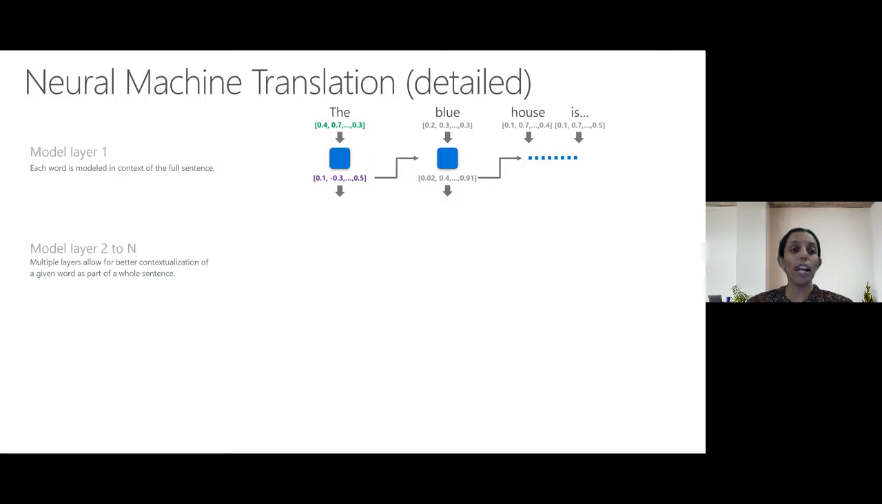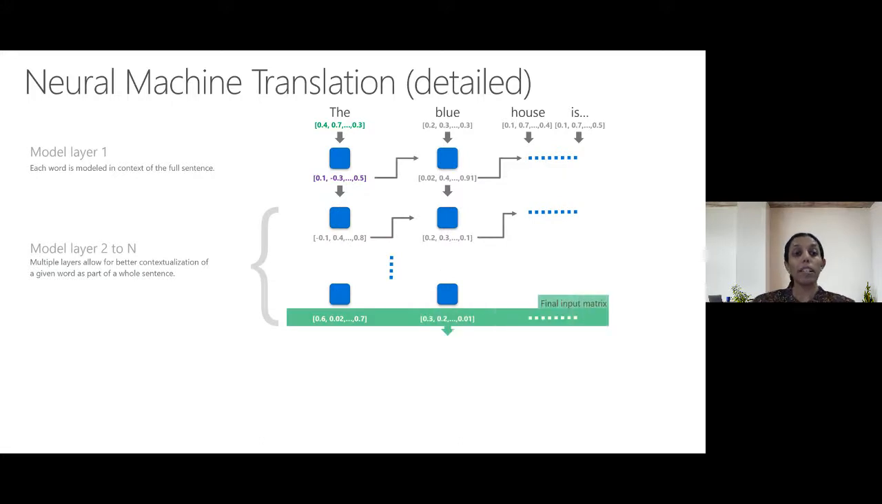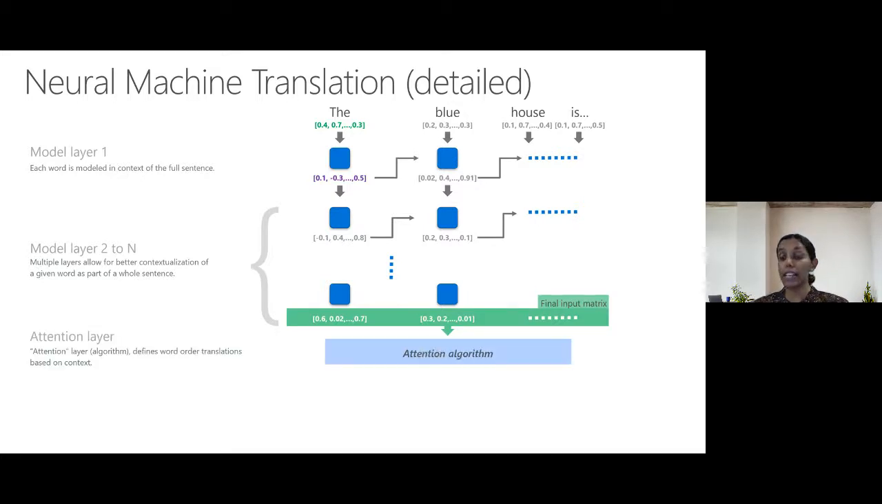Then from model layers 2 to n, multiple layers allow for better contextualization. Each of the network layers does a different thing, and then you create this green final input matrix. With a simple encoder-decoder structure, sometimes it loses the context if the sentence is too long. So you have the attention mechanism, just like you saw in the previous animation, where it is able to soft search across the whole sentence to figure out what makes sense.